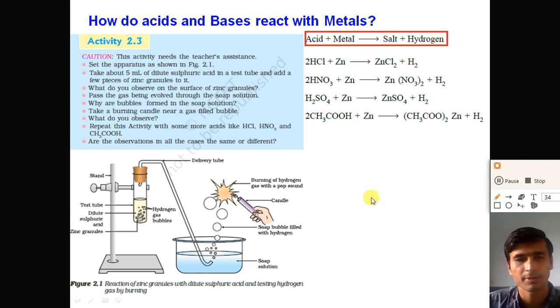So with the help of this activity, first we take dilute sulfuric acid and react it with zinc granules. Then we take hydrochloric acid with the zinc granules. The chemical formula of hydrochloric acid is HCl, plus zinc. We get the ZnCl2 salt plus hydrogen gas. Here you need to balance this chemical equation. You have studied how to balance a chemical equation in chapter number 1, so see the video of chapter number 1 on how to balance a chemical reaction.